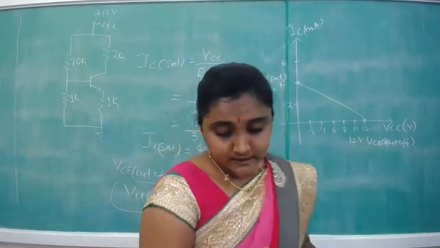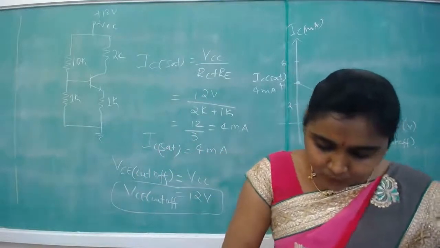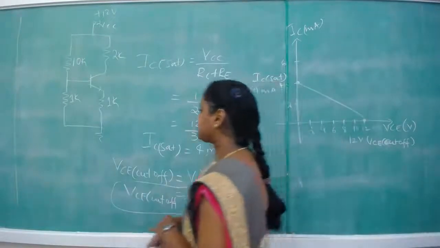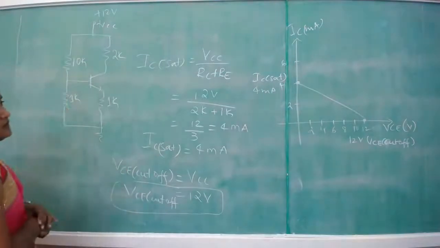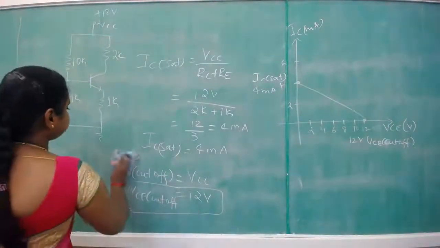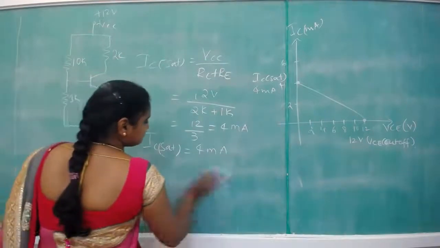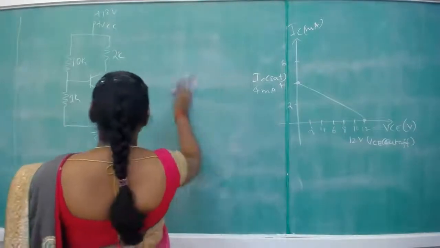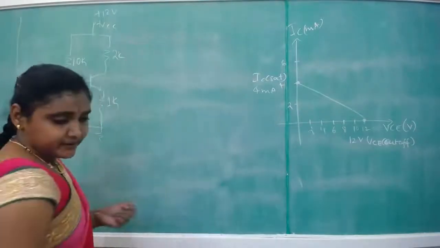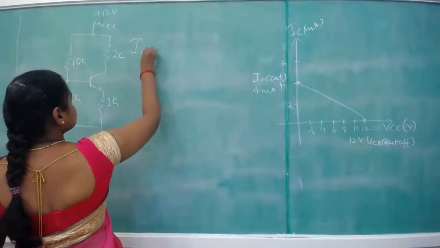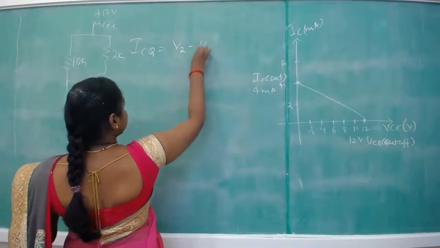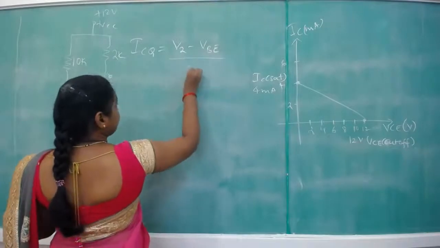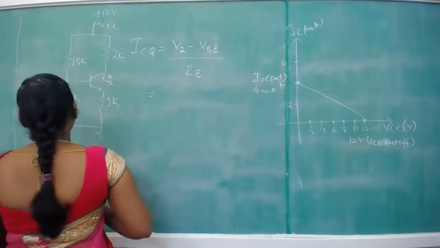Okay, resulting load line. Now what they are asking: find the Q point for the same circuit considering the transistor to be a silicon transistor. Okay. Now we require the Q point. So we require ICQ, given by V2 minus VB, as they are saying it is a silicon type of transistor, divided by RE. So first we will find the value of V2 now.